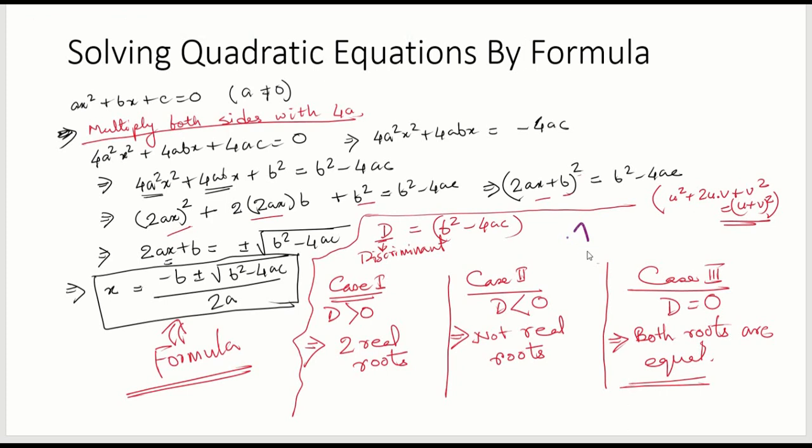Okay, so we will find from here, this is what we discussed, the nature of roots from this expression b square minus 4ac. Based on whether it's greater than 0, less than 0, or equals 0, we will find what the nature of the roots is.